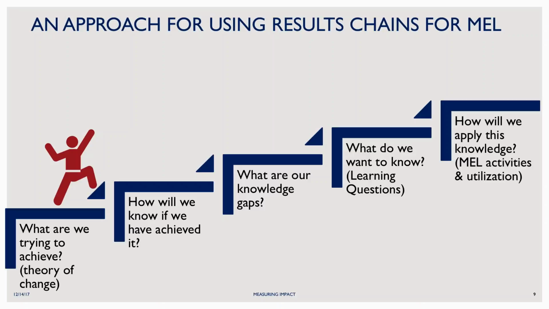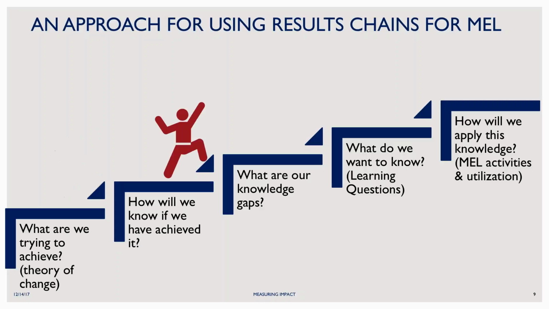This is the outline for today's presentation. What we're going to talk about is we're going to work through these sort of prompting questions that take you through this process. So starting with what are we trying to achieve, and that's how to develop a theory of change. Then moving to how we know if we've achieved that. Thinking about the performance reporting, impact reporting, and measurement.